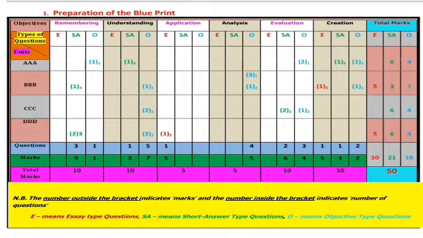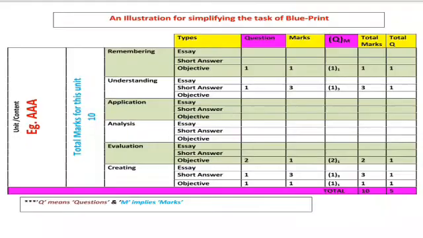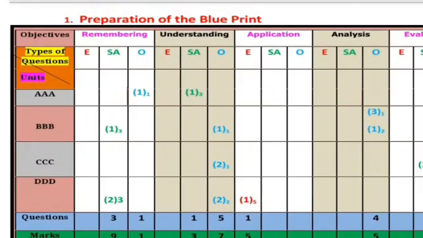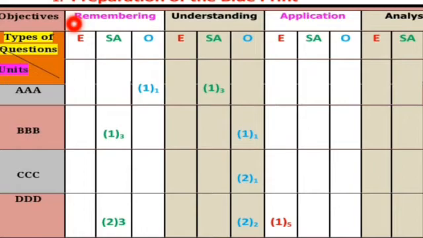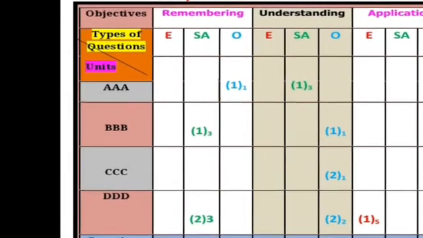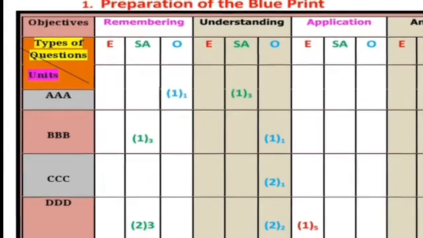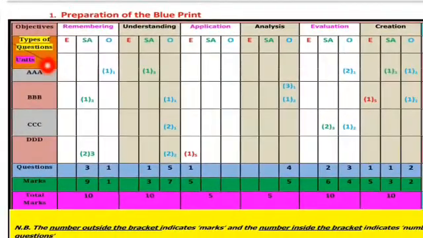Now the types of questions. Here, the types of questions. You have the essay types. All these are okay, can you see? These are the types of questions, and the unit has been indicated as A, B, C, D. Clear?